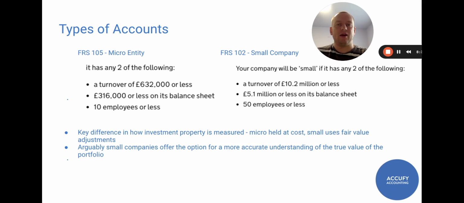But your accountant may have a different view. You definitely want to speak to them beforehand just to confirm which reporting standard they'll be using, because there are implications based on what I discussed about revaluing the properties every year or not, in the case of a microentity. So there are two types of accounts that most of you will come across: FRS 105 microentity and FRS 102 small company, and they have different ways that they value properties.